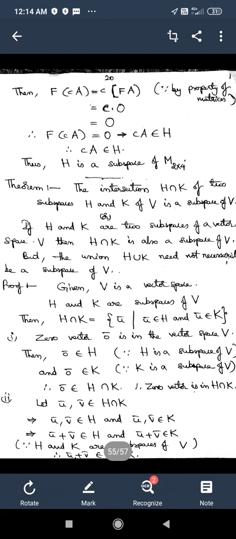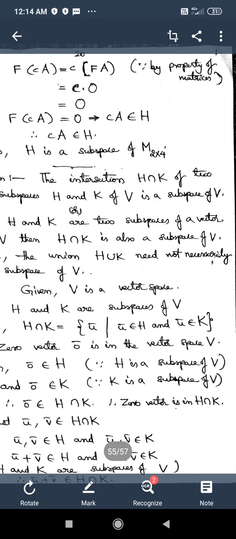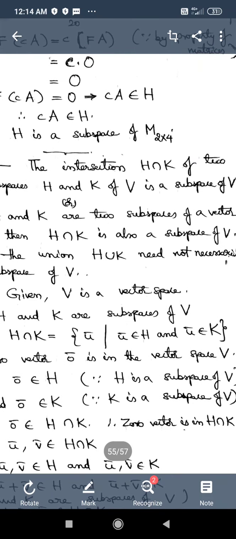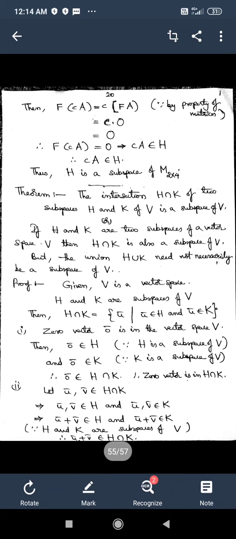So let us see what is the set H intersection K. H intersection K consists of all the vectors u bar such that u bar is an element of H, and at the same time u bar is an element of K. That means H intersection K is equal to the set of u bar such that u bar belongs to H and u bar belongs to K. Now let us move on to verify the conditions of subspace for this set H intersection K.